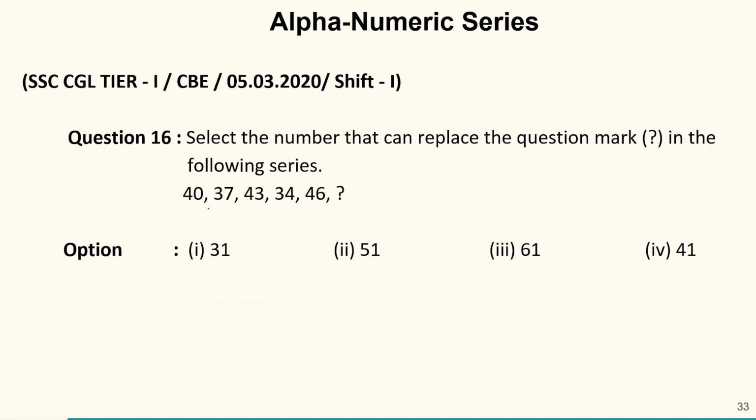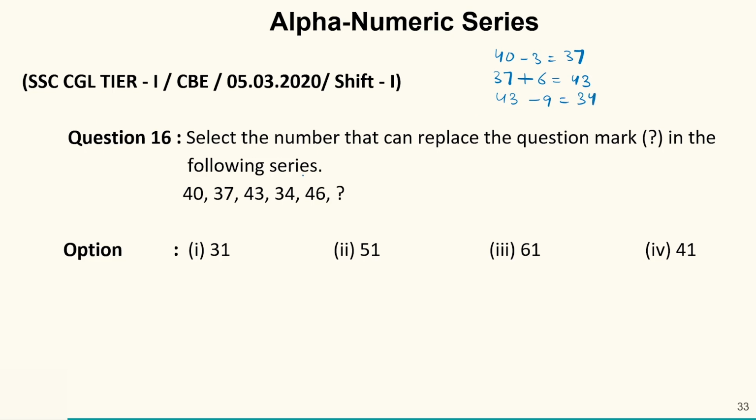Here also, from 40 to 37 if we are going, that means we are decreasing it by 3, right? From 37, if we are going to 43, we are going up. We can add 6 to get 43. Yes. From 43 again, we are going downwards. If I subtract 9 from 43, we'll get 34.